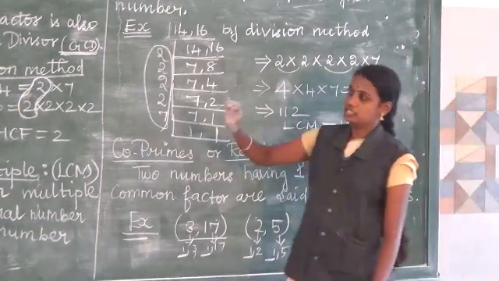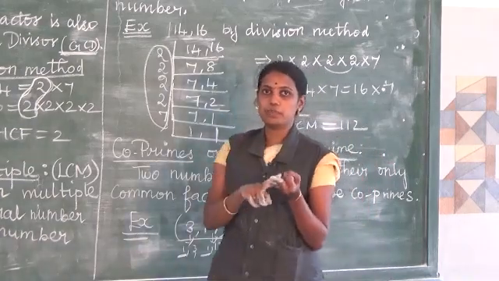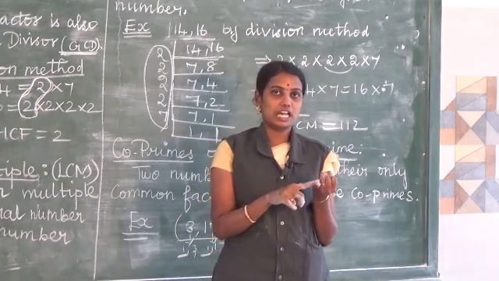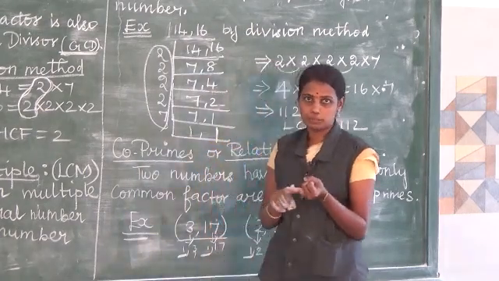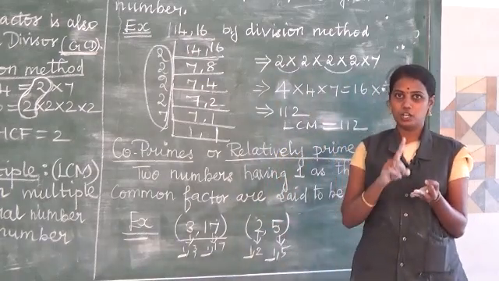That's all. Listen, I will explain once again. HCF, LCM and co-prime are very important. HCF means highest common factor, LCM means least common multiple, and co-prime means the numbers must have only 1 as a common factor.